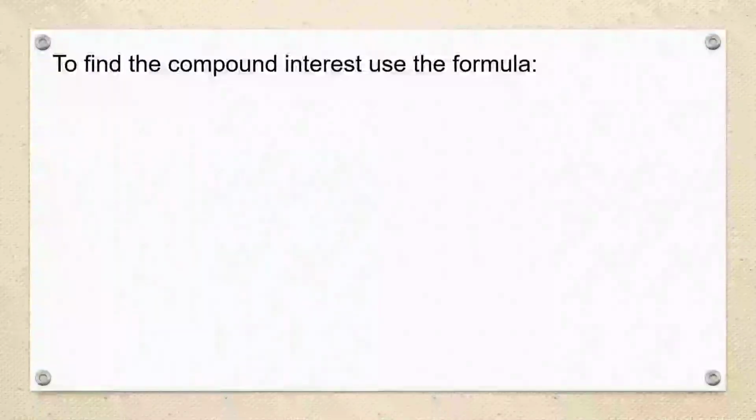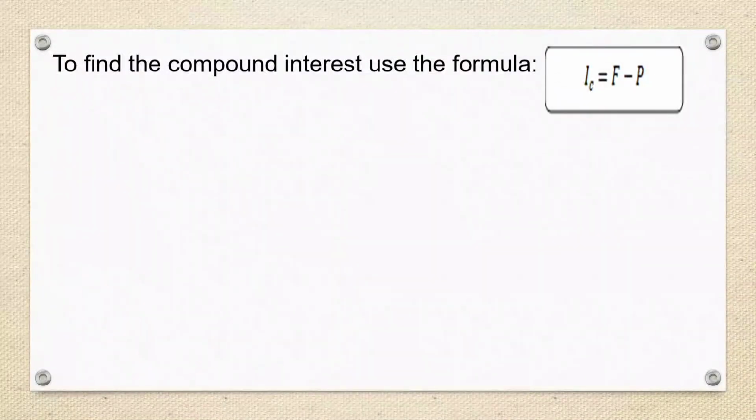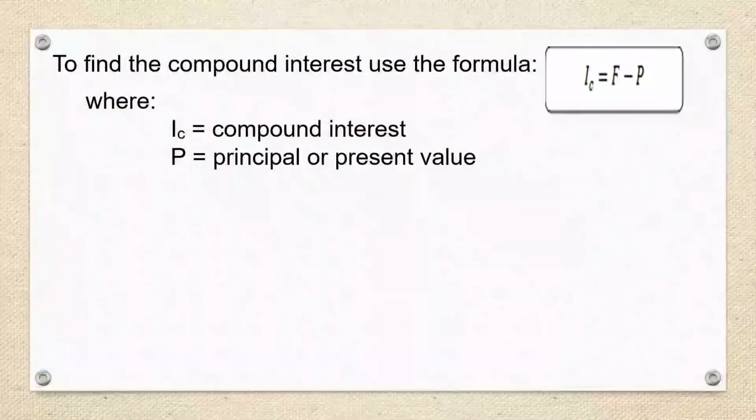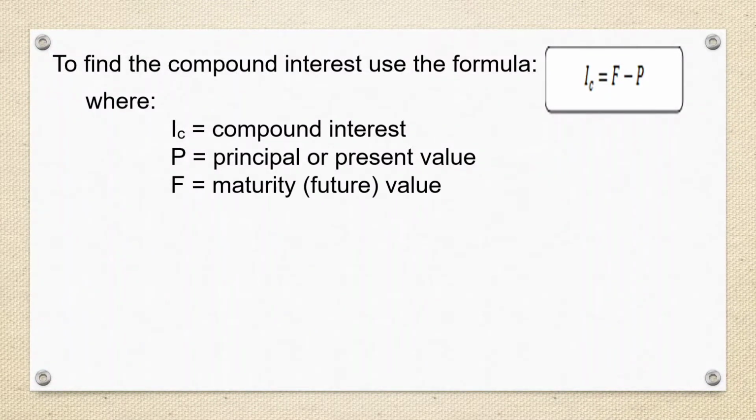Next, to find the compound interest, use the formula: the compound interest is equal to the future value or the maturity value minus the principal. Kung saan ang I_C is the compound interest, P is the principal or the present value, and F is the maturity or the future value.